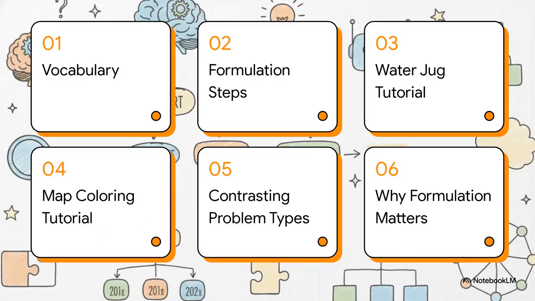Think of me as your professor for today's introductory computer science journey. Here's our syllabus for this explainer. First, establishing the vocabulary. Second, problem formulation steps. Third, a water jug tutorial. Fourth, a map coloring tutorial. Fifth, contrasting problem types. And finally, why formulation matters.